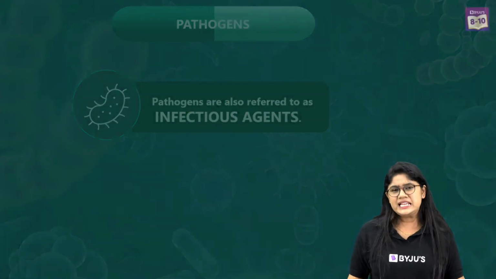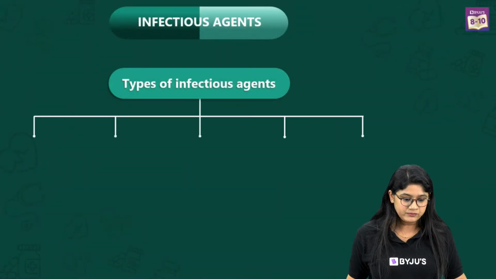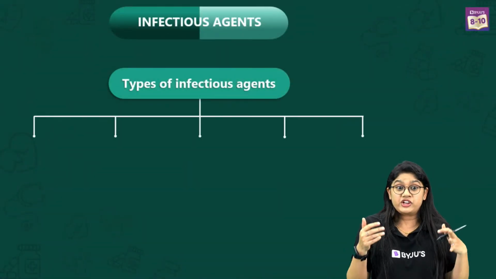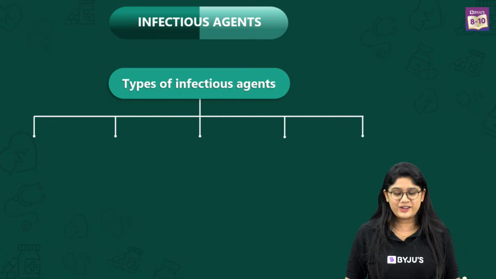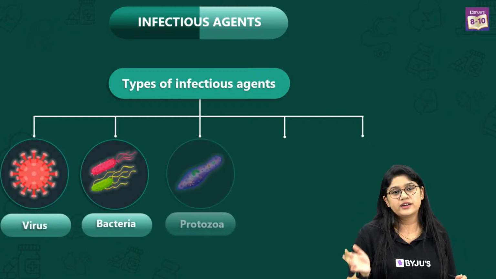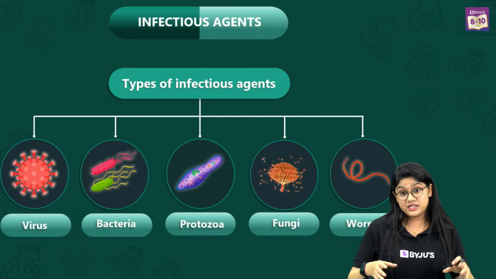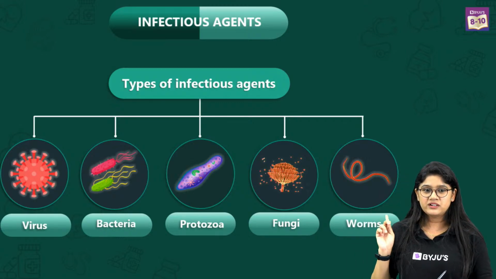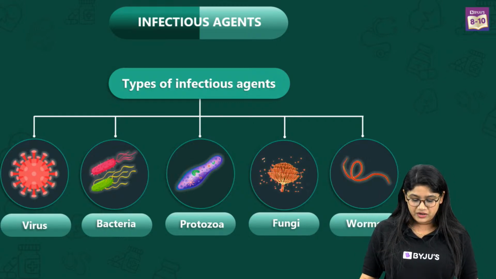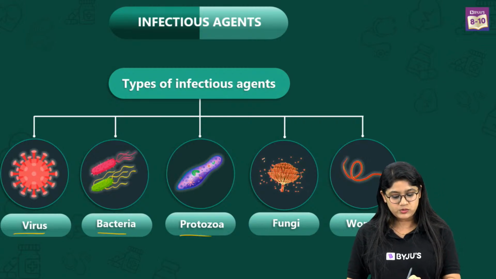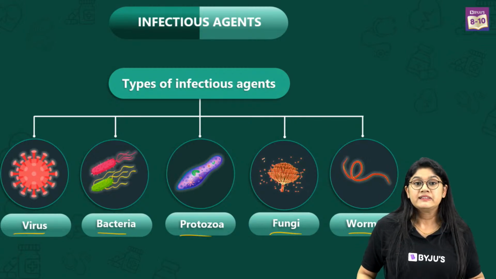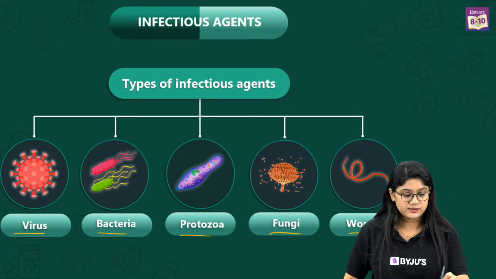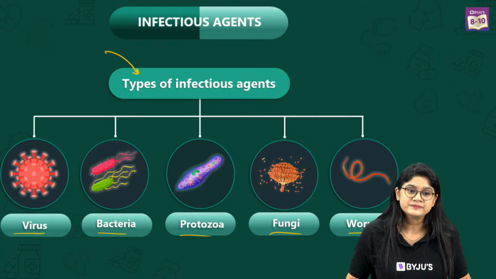Now, we can easily classify them into different types of infectious agents that you're already aware of. And of course, here we have a long list. We have the viruses, we have bacteria, we have protozoa, and we have the worms. See over here? These are really very dangerous. So we have virus, bacteria, protozoa, fungi and the worms. These are the infectious agents. Are we clear about this?